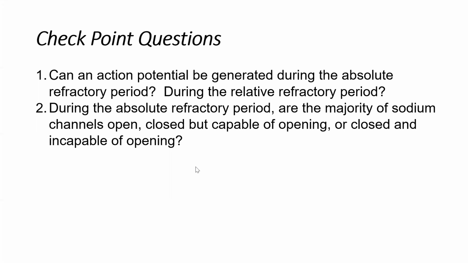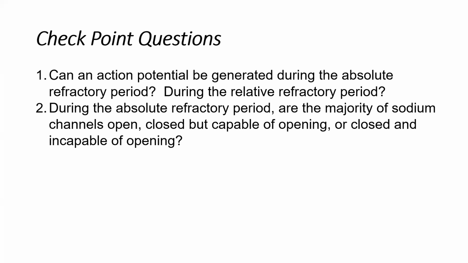So that's the mechanism there behind the absolute refractory period. What about the relative refractory period? What's happening there? So can we have an action potential during, excellent, thank you. So if we have a strong enough stimuli, yes, we absolutely can. We can overcome the overshooting of the membrane potential. Remember, the membrane potential gets slightly more negative during that relative refractory period.